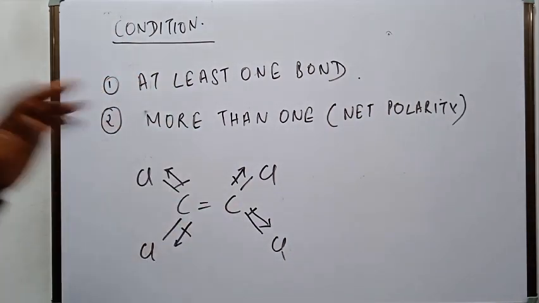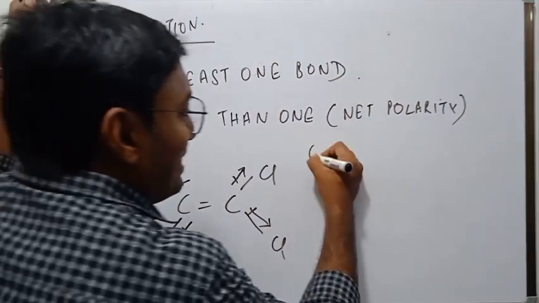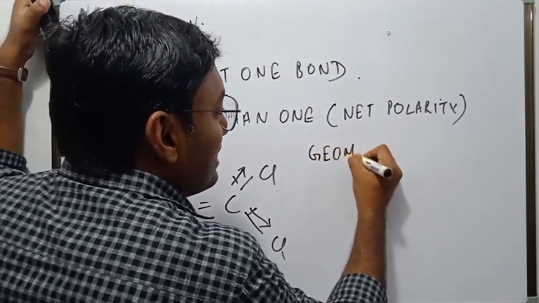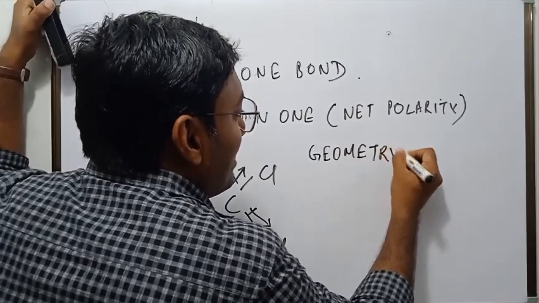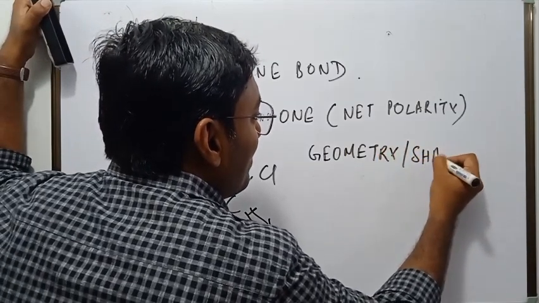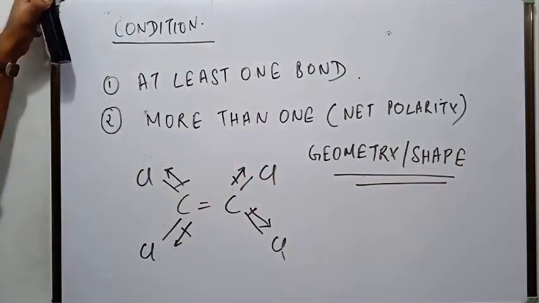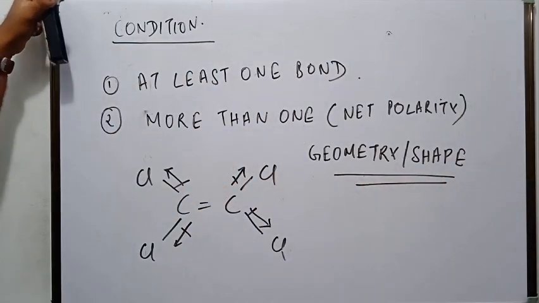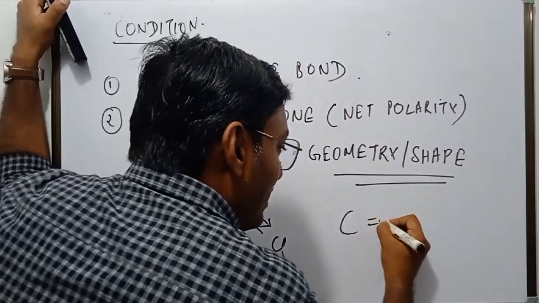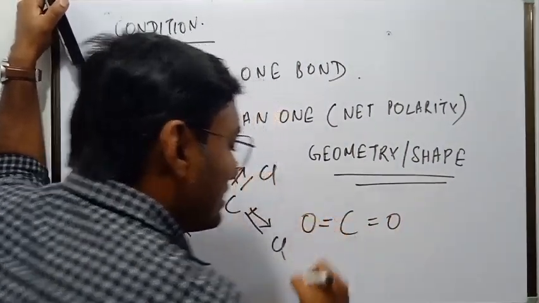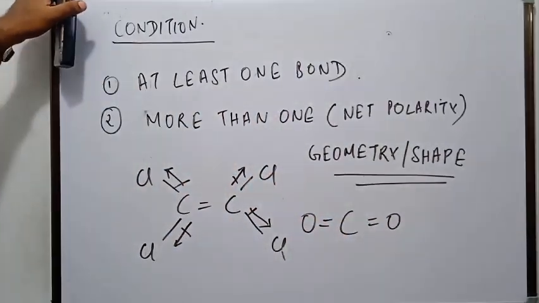Why is it so? Because the geometry or the shape of the molecule does not permit polarity. A linear compound, see, this was linear, carbon dioxide. This shape does not permit polarity.